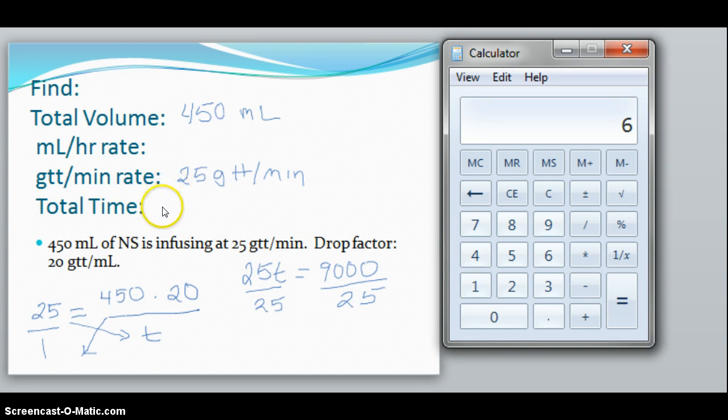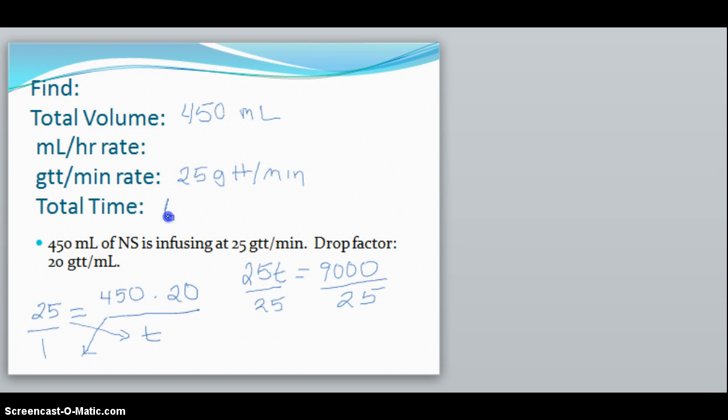So in my problem here, time is 6 hours. I'm just filling in my math. The time from our calculator was 360, so that we see that. That was the time in minutes. And so we divided by 60 to convert that to hours.